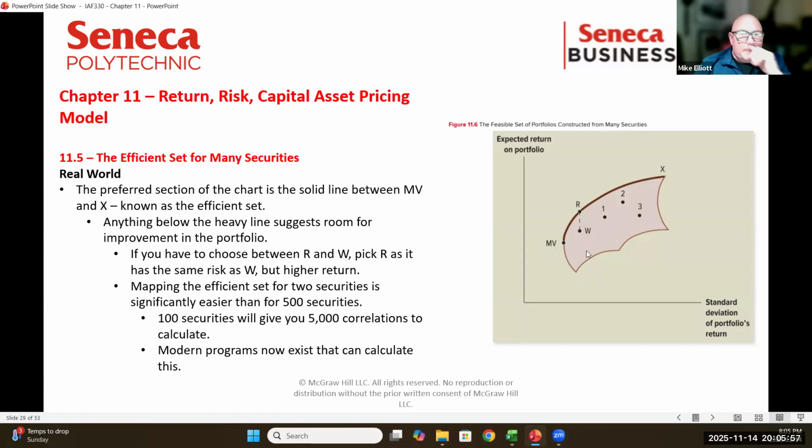So, but now imagine we have more securities. We looked at two already, and two gave us a matrix of 4 outcomes. 3 gives us a matrix of 9 outcomes. 100 securities is going to give us 5,000 correlations we have to calculate.